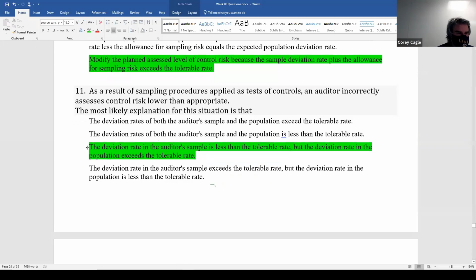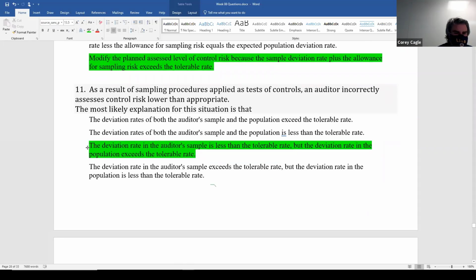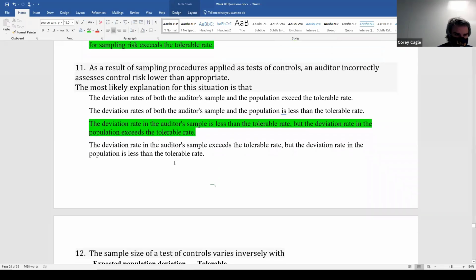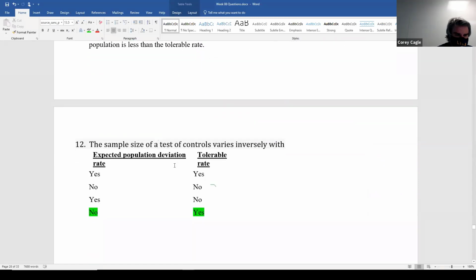Let's see, about 11. Same type deal with 11, just putting it into words. It's a good question. And 12 is a good question too, but pretty straightforward. Any of these y'all want to look at besides what we did?